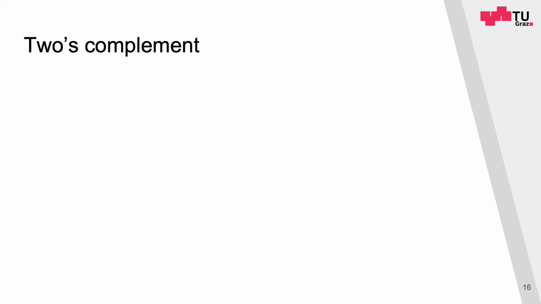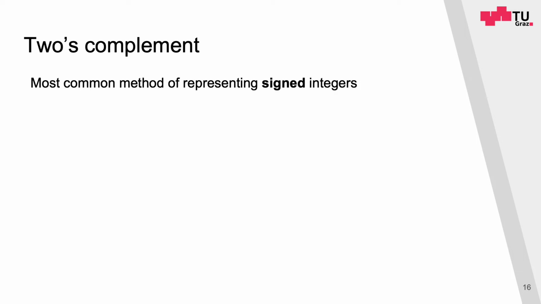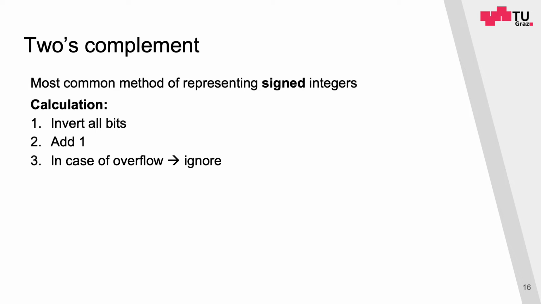So now let's look in more detail at the 2's complement. The 2's complement is the most common method of representing signed integers. And signed means in German Vorzeichen-behaftet. So we can calculate the 2's complement as follows. We just need to perform 3 simple steps. If we have a given binary number where we want to compute the 2's complement, its negative representation so to say, we first need to invert all the bits of the number. So for example, if we have a 0, we invert it to 1, and if we have a 1, we invert it to 0. And after that, we just need to add 1 to this new number. And then finally, as the last step, if we have an overflow or a carryover, we just need to ignore it. And then we are done with the 2's complement.